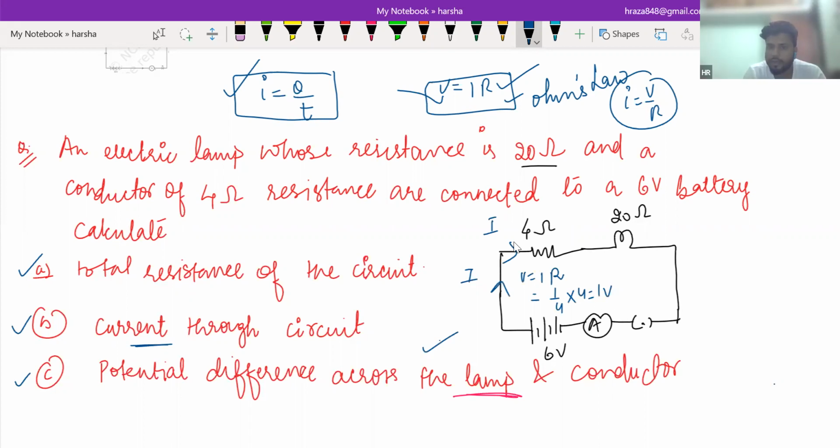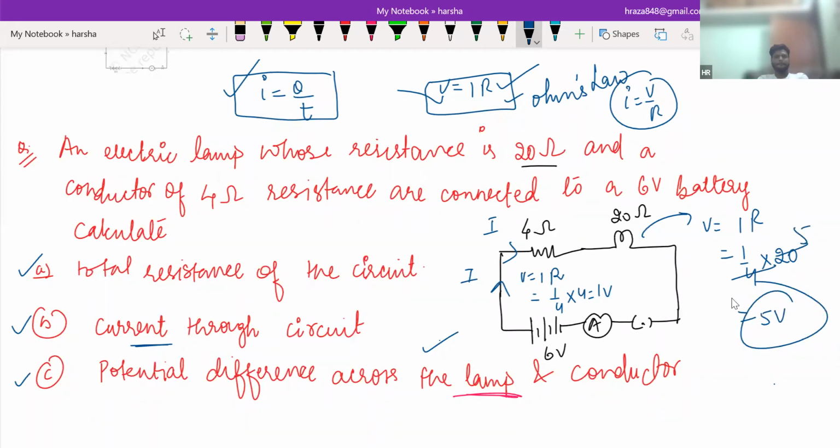And in the same way, you are going to calculate it here. V is equal to IR. Current is same, that is 1 by 4. And what is the resistance? 20. So it will be 5 volt. Harsha, yes, sir. I told you that in a series combination, the current will be same and resistances will be different. Is that clear, everyone?